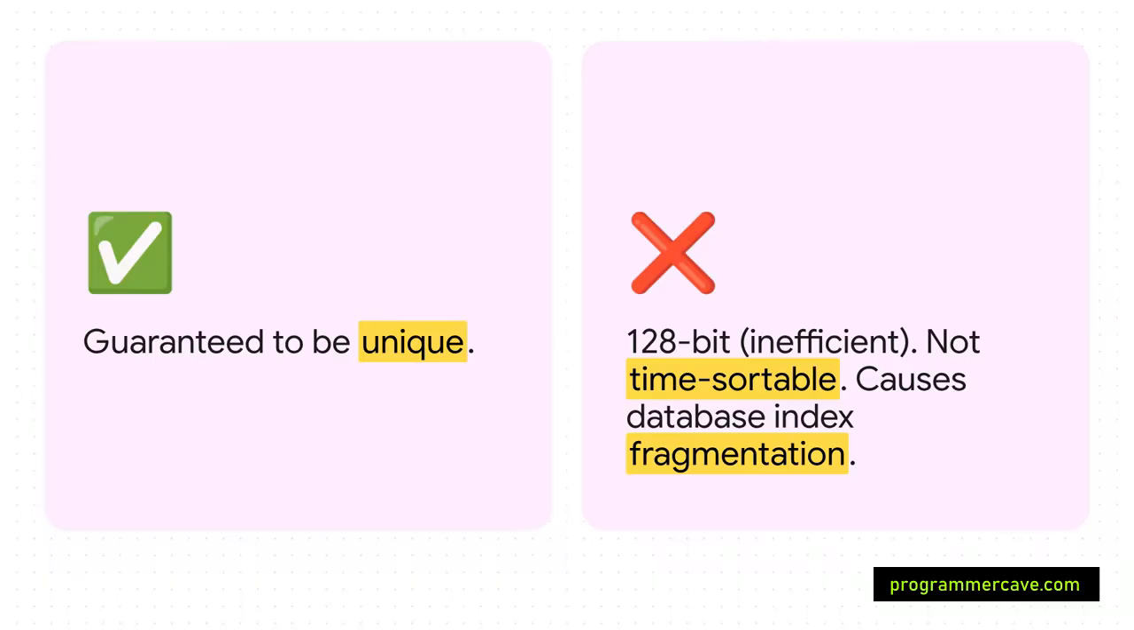Think of it like an encyclopedia. Auto-increment is like adding new entries neatly at the end. A UUID is like trying to insert a new page randomly in the middle every single time. The database has to constantly reshuffle its index. We call that index fragmentation, and it will absolutely kill your write performance.